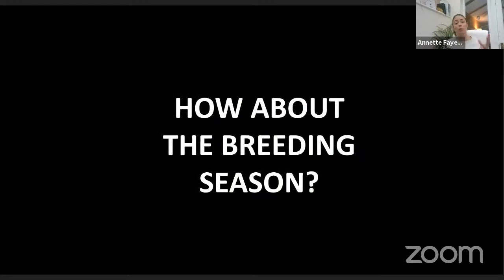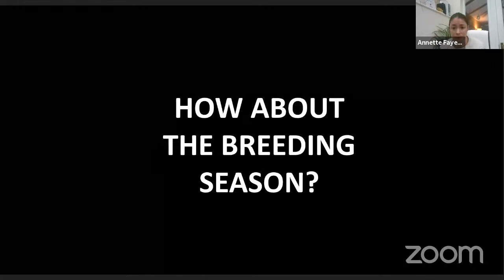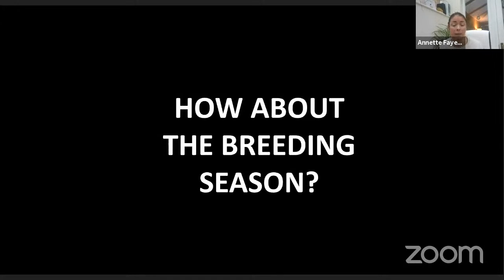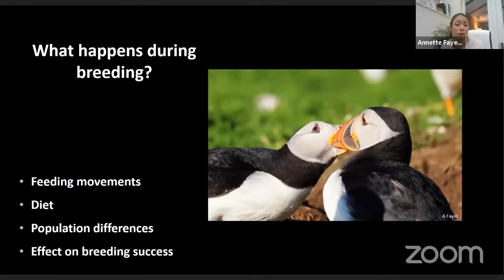Now, however, these results weren't enough to explain the really, really strong declines observed in some of the populations in the Northeast Atlantic. So we also wanted to learn more about what was happening during the breeding season. And some of my colleagues had suggested that this might have been linked to resource availability, so availability of food. But the problem is that there are loads of aspects of the feeding ecology of puffins that we don't really know very well.